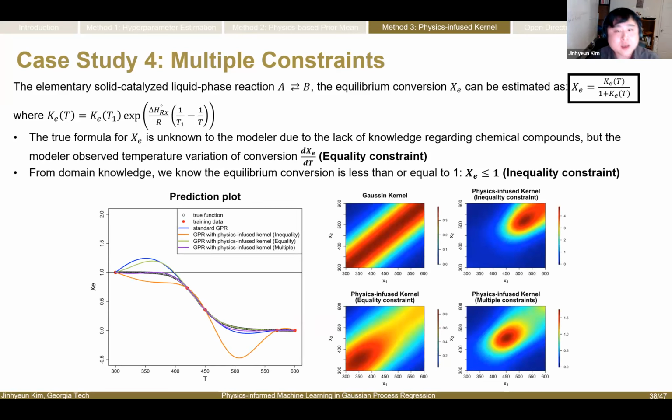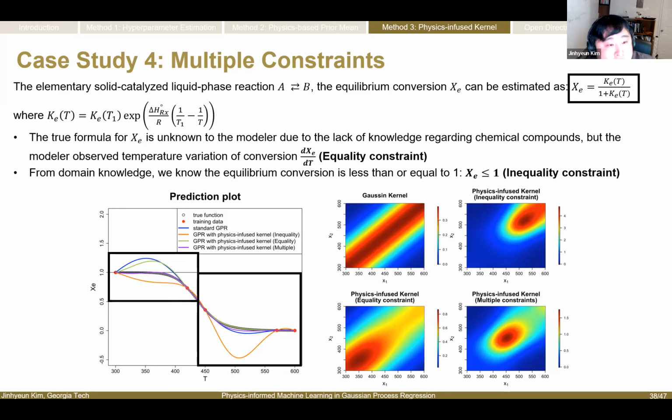This is the prediction plot for when we embed only the inequality constraint, or the equality constraint, or both constraints. First, when you look at this one, the orange plot is when we embed this inequality constraint. This actually overemphasizes this region. This is because we set the prior to 0. When you look at this region and the green box, in which we embed the equality constraint, it does not perfectly match. This will be discussed in the later two slides.